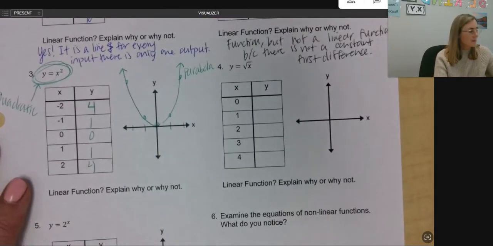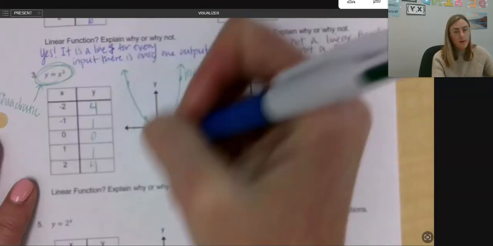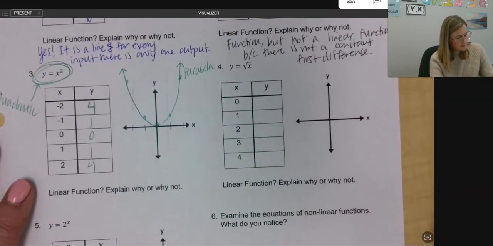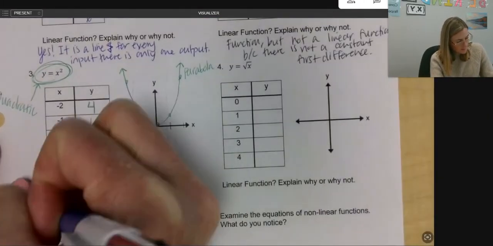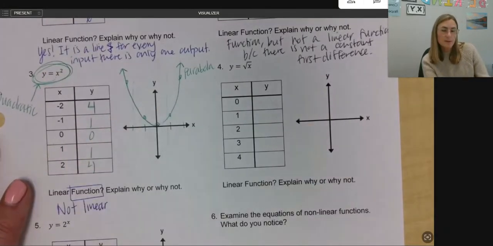It says, is this a linear function? Explain why or why not. So I could go ahead and draw any vertical line here, and it would pass through this. So it is a function, but it is not linear because the first difference is not the same.